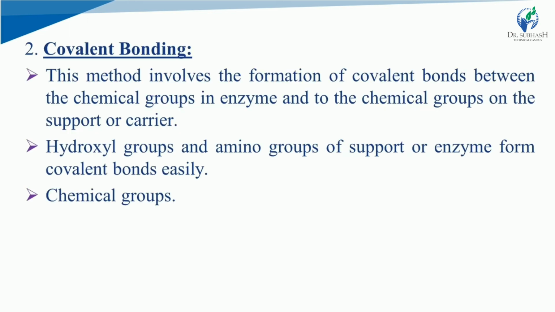So now the second method we are going to see is covalent bonding. This method involves the formation of covalent bond between a chemical group in the enzyme and a chemical group on the support or the carrier. So you can understand it is related chemically, right? Hydroxyl groups and amino groups of support or enzyme form covalent bonds really easily.